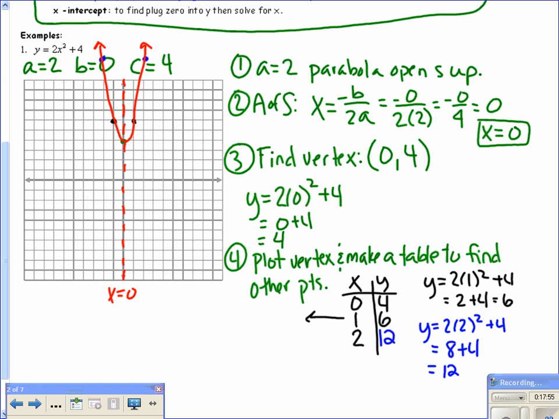So if we look at this, we already found the y-intercept. The y-intercept is when you plug 0 in for x and solve for y. In this case, the y-intercept and the vertex are the same. Again, that's not always the case. So I have (0, 4) for my y-intercept.